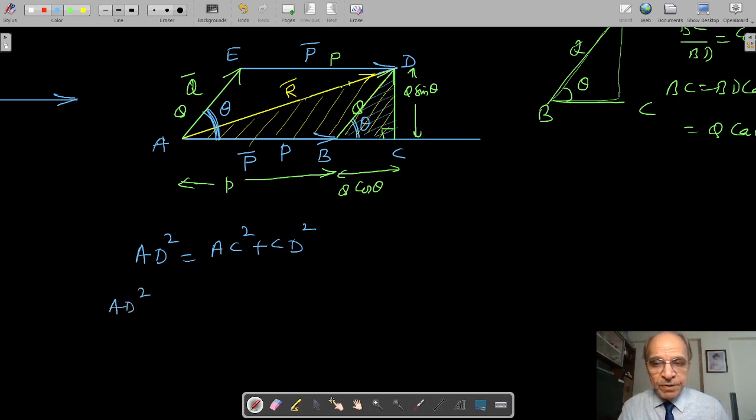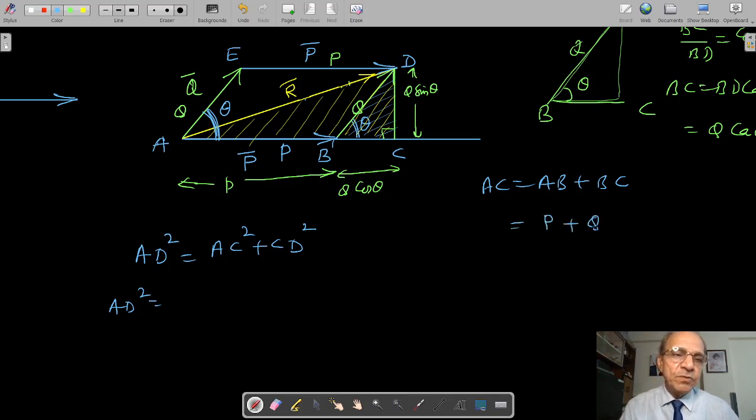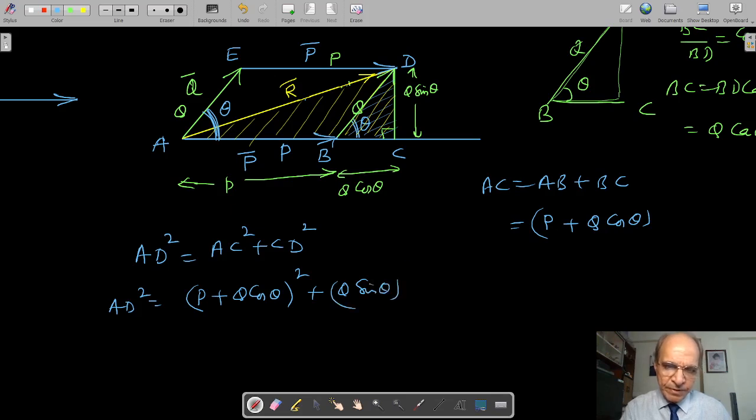Therefore, AD square would be equal to AC square. Now, AC is known to us. AC equals AB plus BC. And what is AB? AB is P. What is BC? BC is Q cos theta. So AC will be equal to P plus Q cos theta. Then AC square, that means square of this, plus CD square. What is CD? CD is Q sin theta. So this will be the square of Q sin theta.